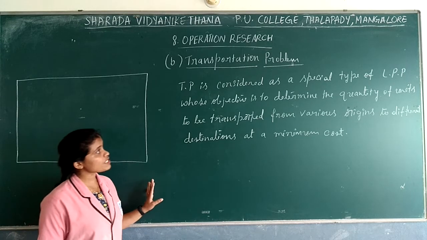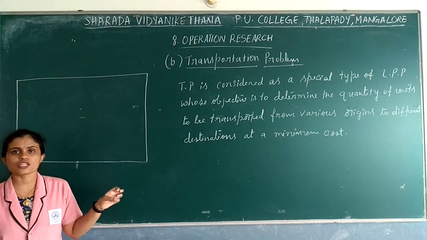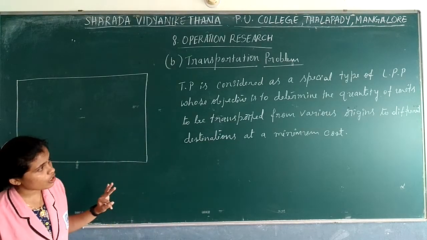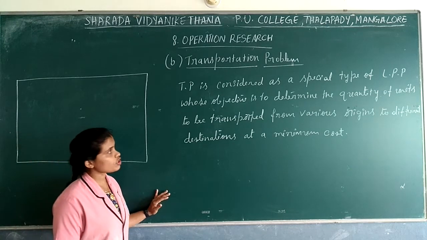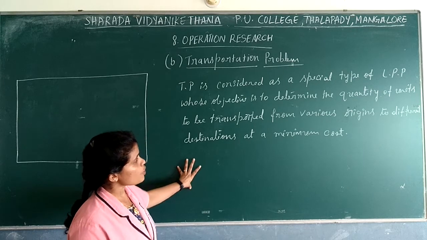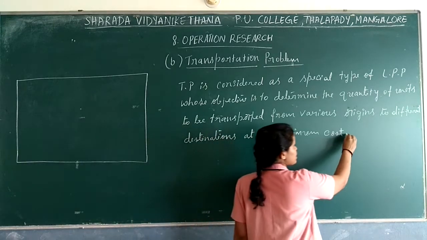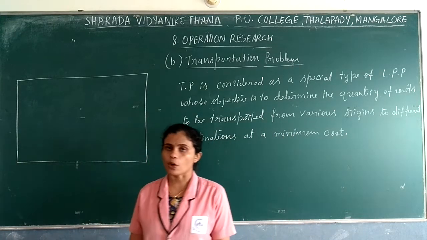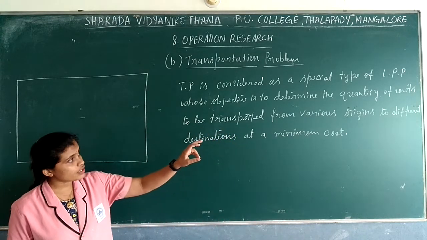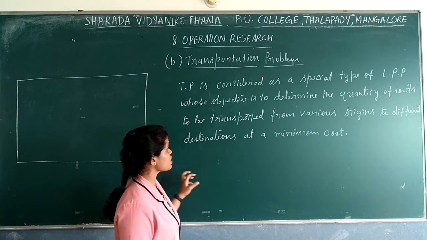So transportation problem is considered as a special type of linear programming problem. It is one special type of linear programming problem whose objective is to determine the quantity of units to be transported from various origins to different destinations at a minimum cost, that is, the quantities of units to be transferred from various origins to different destinations.